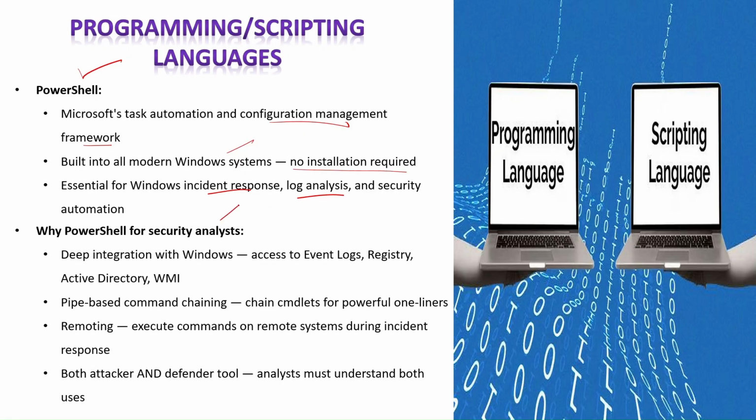So why is PowerShell necessary for security analysts? It has deep integration with Windows. It gives access to event logs, registry, Active Directory, and WMI. It has pipe-based command chaining; you can chain cmdlets for powerful one-liners. Remoting, so it can execute commands on remote systems during incident response. And it can be used by both attackers and defenders, so analysts must understand both use cases.